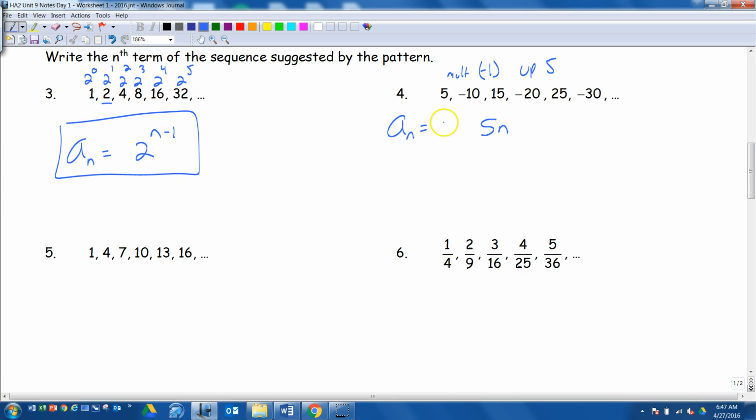So I have 5 times n. Nth term equals. So if I put 1 in, I get 5. If I put 2 in, I get 10. If I put 3 in, I get 15. So this is fine the way it is. We get our numbers the way we want them. It's a multiple of 5 each time.